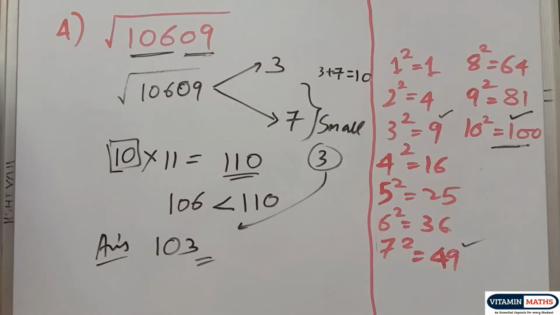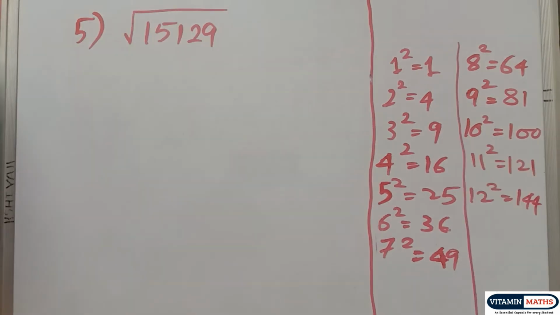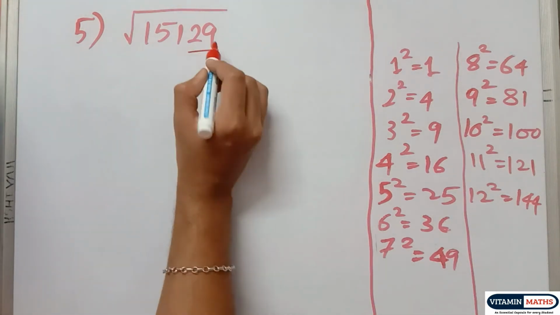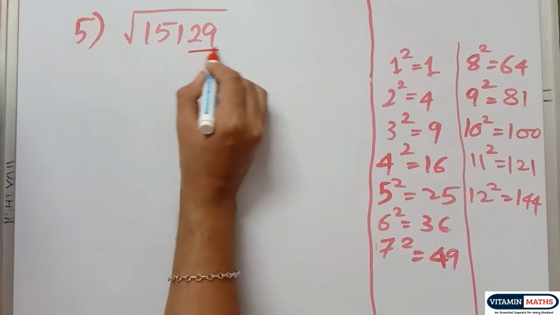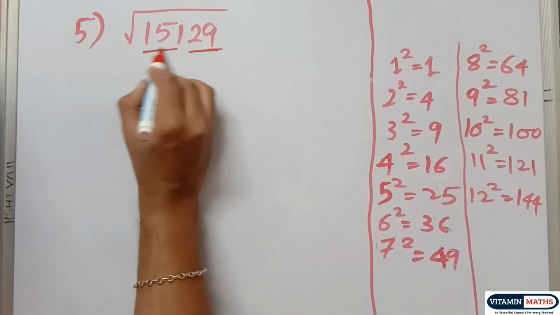So are you enjoying the trick? Because it's very simple, and you feel like playing with numbers. Okay, so let's find another example. Let's find the square root of 15129. So initially you group the numbers: 29 separately and 151 separately.